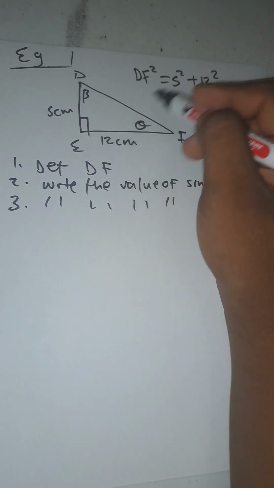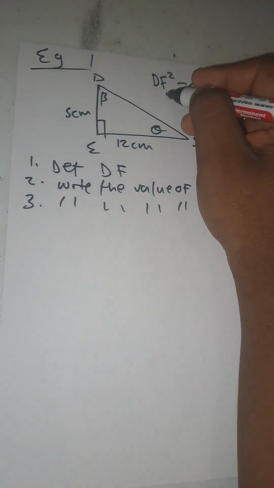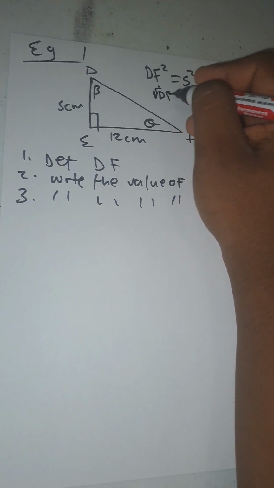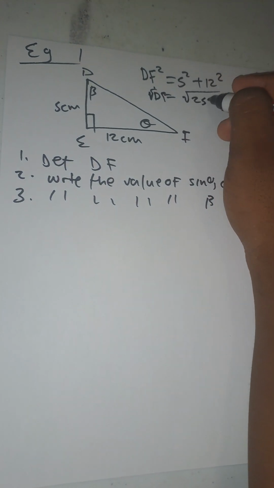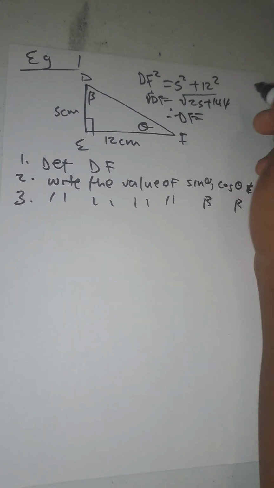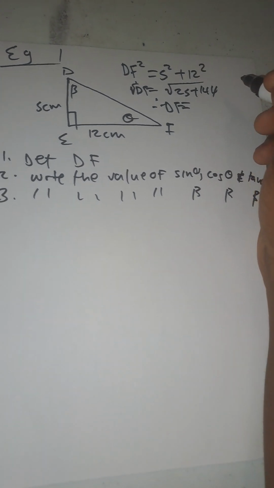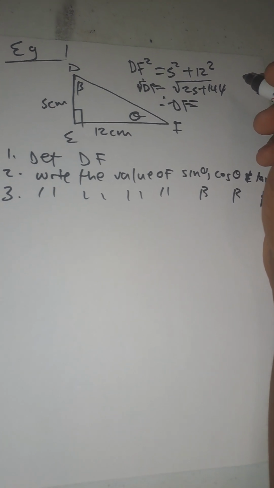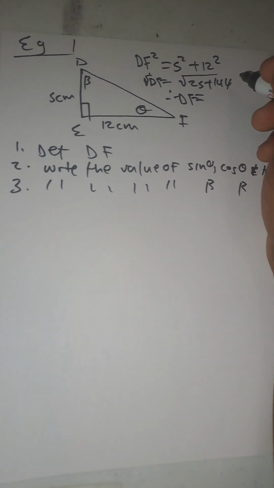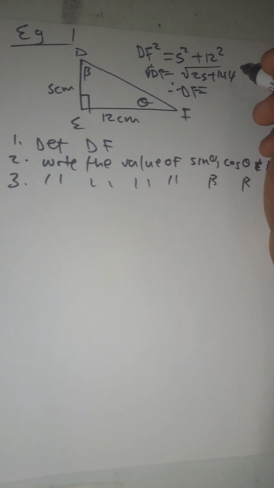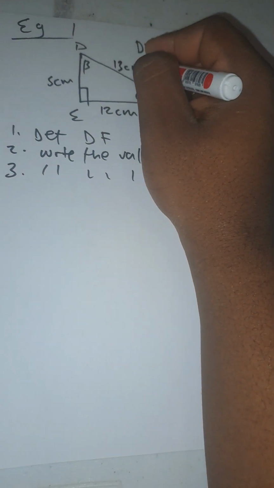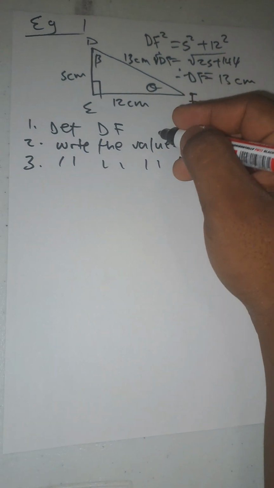Because it is DE squared plus EF squared. You see, just summarizing, then I know that DF equals the square root of 25 plus 144. Therefore DF squared is 25 plus 144, which is 169. Then the square root of 169 equals 13. Then my DF is 13 centimeters. Is it fine? So you're done with number 1.